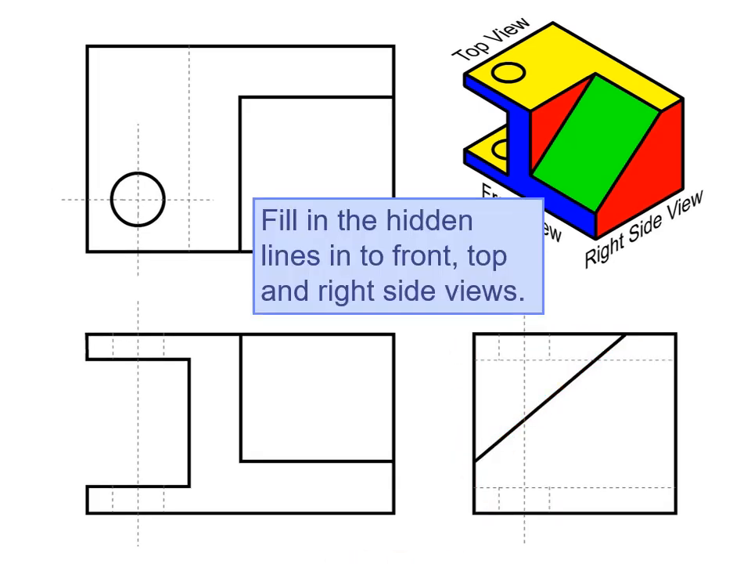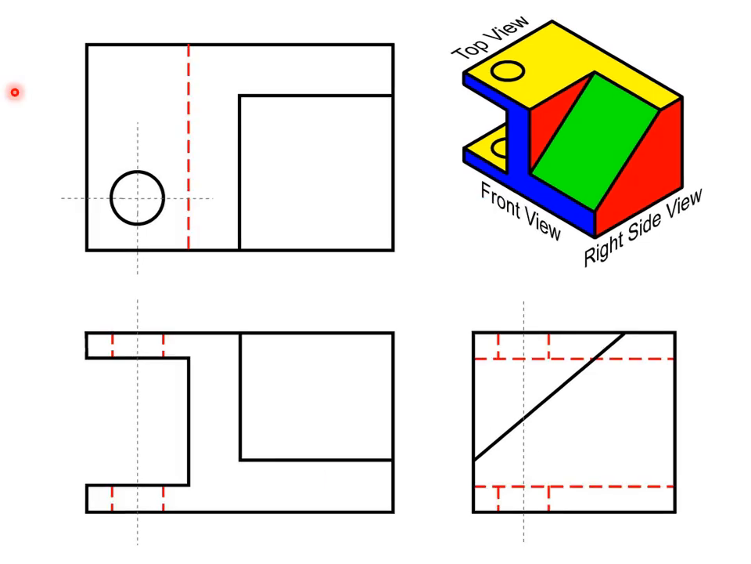Next step is fill in any hidden lines, and we'll do the front, top, and right side views. In terms of hidden lines, we have on the top view this hidden line representing the back surface of this notch. We have this hidden line here representing the holes. And then we have the holes and the notch represented in this side view here.